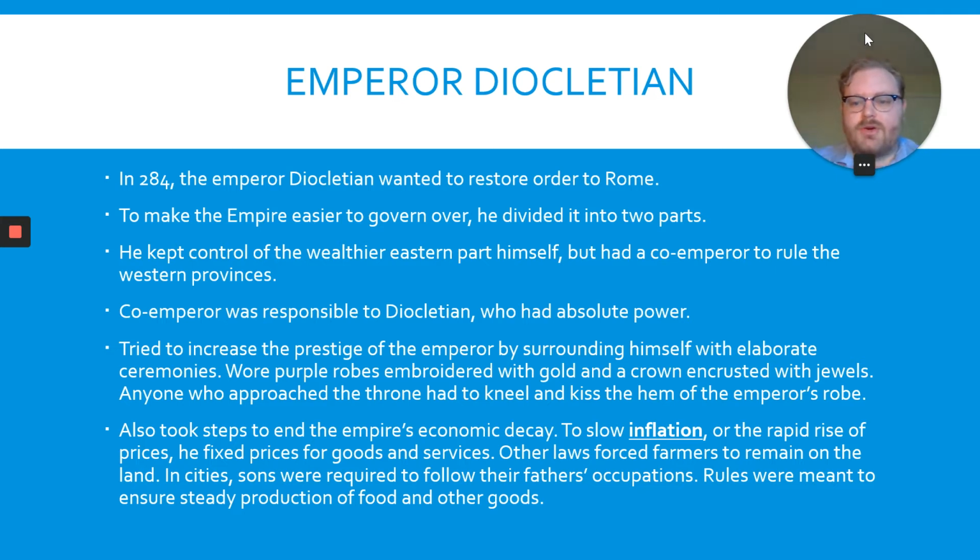Other laws forced farmers to remain on the land, meaning that these farmers needed to keep farming because we need more goods coming out. And in cities, the sons are required to follow their fathers' occupations. These rules are meant to ensure steady production of food and other goods. All of these laws were set up so that you could keep the food going, the goods going. I know that it may seem pretty controversial to say that your son has to have the job that you have, and from a modern standpoint, yes, it is. The point of that, though, was to make sure that the goods that the father was producing would continue to be produced by the son, to make sure that Rome keeps operating as well as it was before.